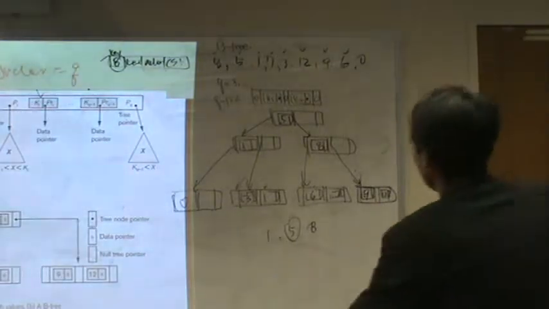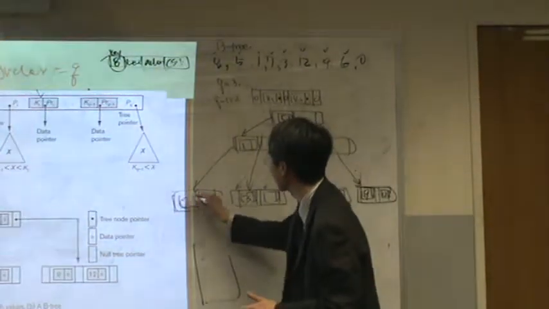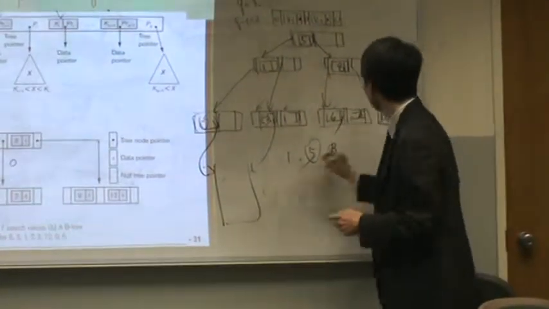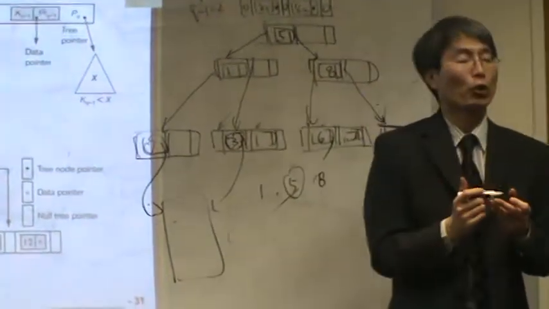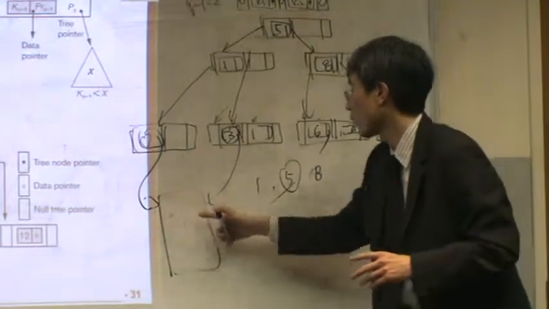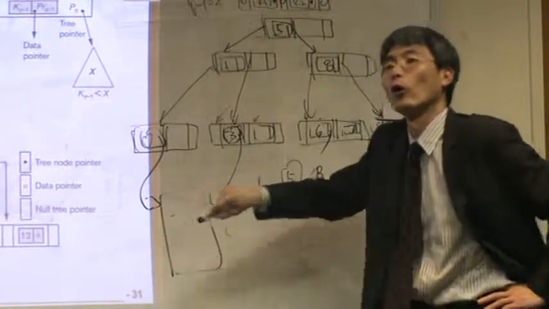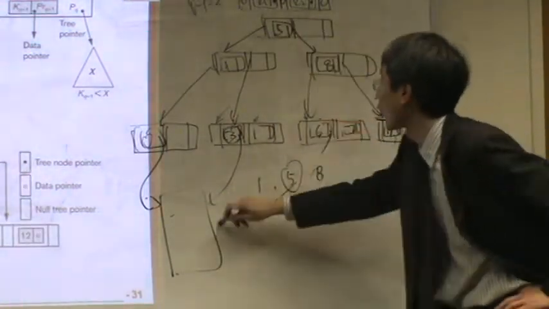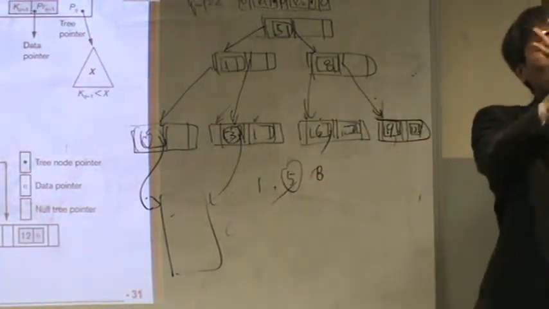For example, we have the data file over here, and each one has the data pointer like this. What about 3? How many I/Os do you need to find the data record 3? 4. 1, 2, 3, 4. What about 6? 2, 3, 4. What about 9? What about 5? 2.